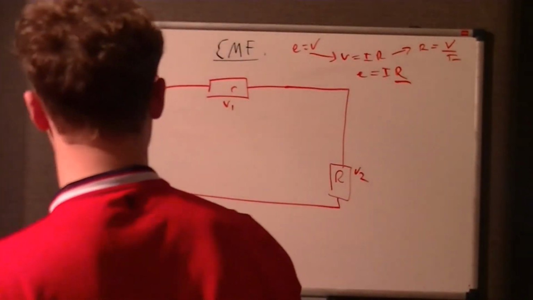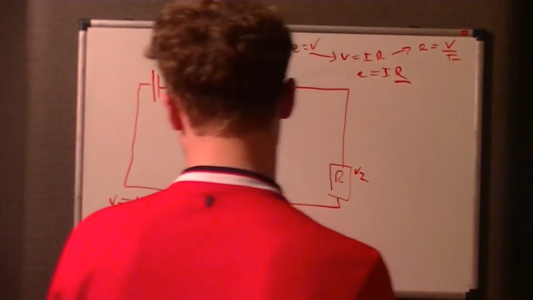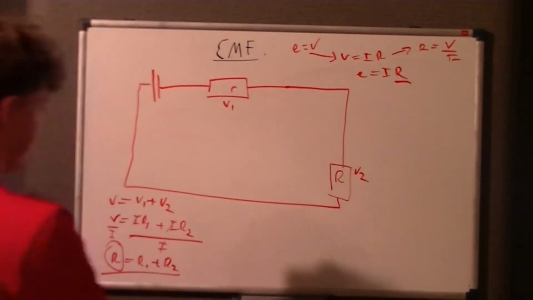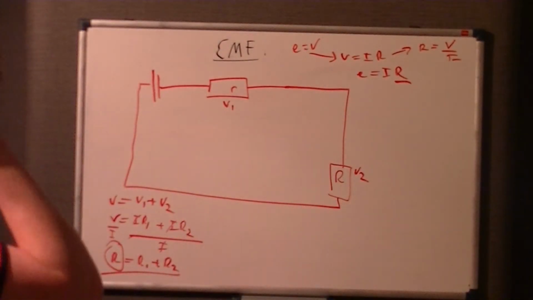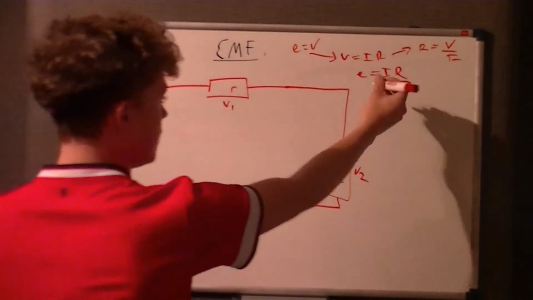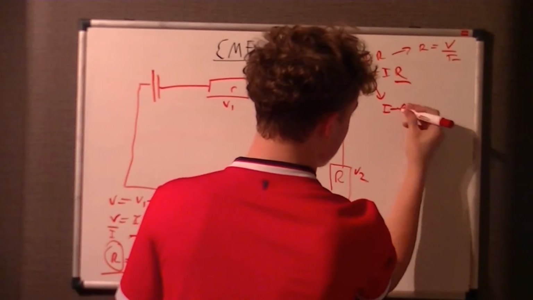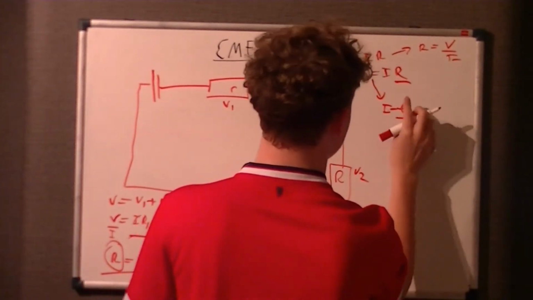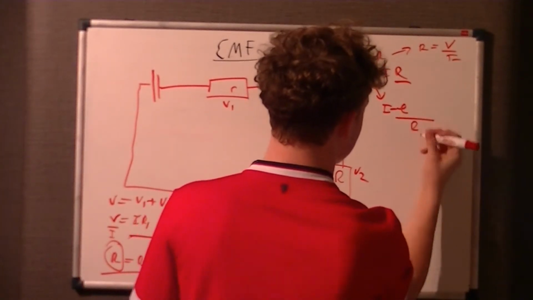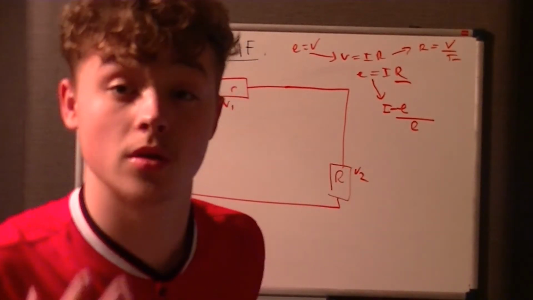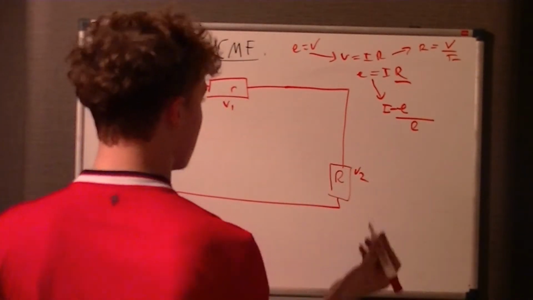Right, okay. So that's how we do that one. Okay, so let's go back to this equation. We've got I equals E over R. Now R is the sum of the resistances, and as we've said, it's just R1 plus R2.